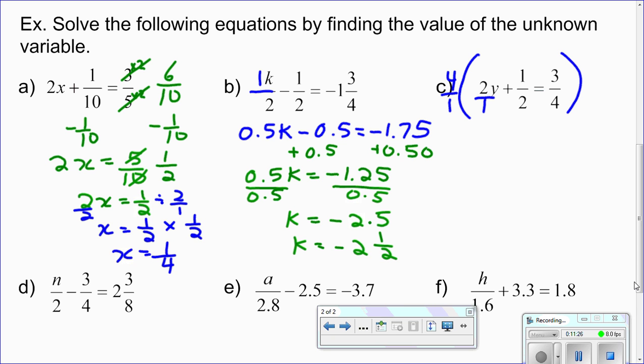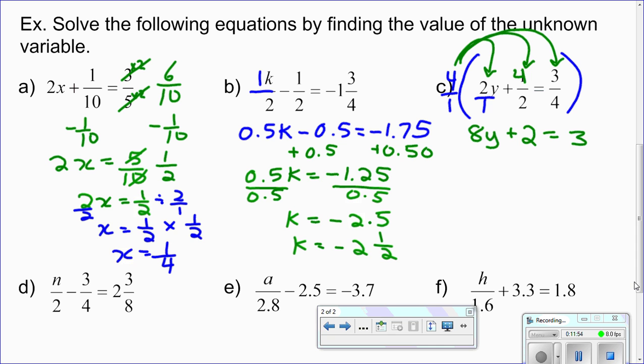So I'm going to go 4 times 2y. So 4 times 2, that gives me 8y over 1, plus 4 times 1, that gives me 4 divided by 2, gives me positive 2. 4 times 3 is 12, divided by 4 is just 3. So the 4's technically cancel each other out. So now we have 8y plus 2 equals 3. Well, that's kind of easy to deal with.